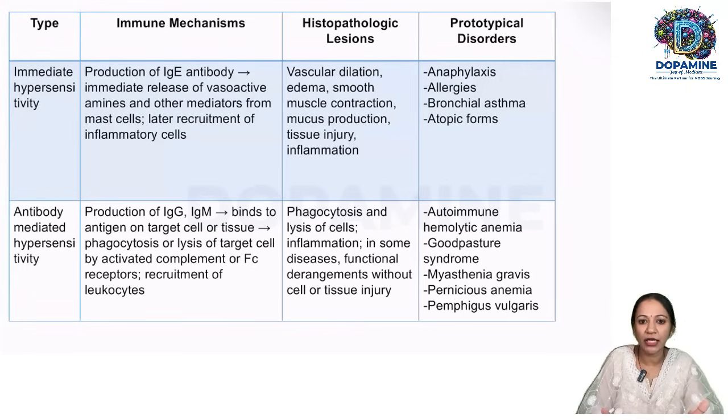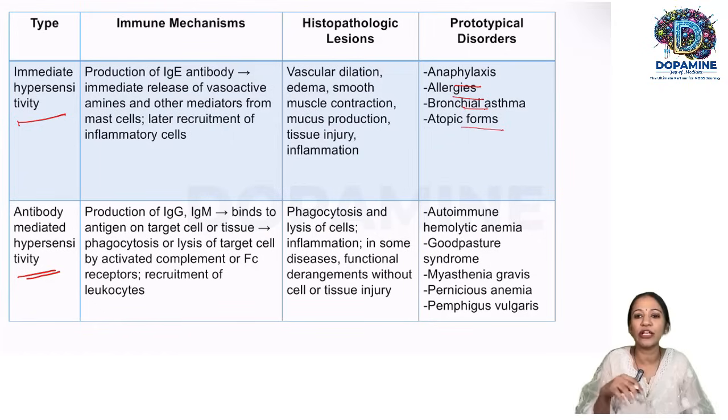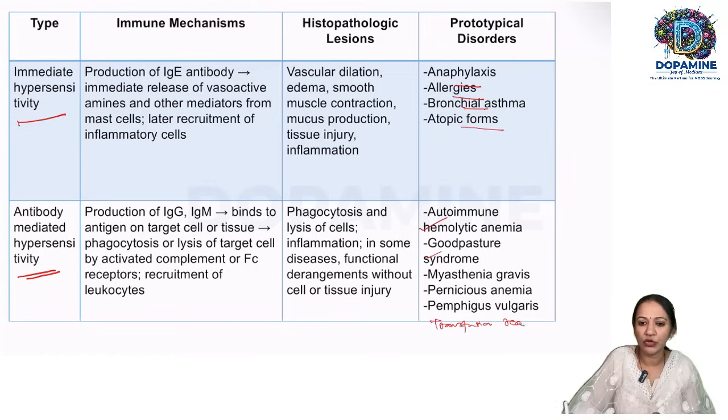Our familiar chart again. Immediate hypersensitivity is anaphylaxis, allergy, bronchial asthma, and atopy. Antibody mediated, that is type 2 hypersensitivity, where the antibody in the circulation will go and bind with the RBCs. So transfusion reactions, autoimmune hemolytic anemia, Goodpasture's, myasthenia gravis, pernicious anemia, pemphigus vulgaris, and all the transfusion reactions. Because of incompatibility, all those things will cause type 2 hypersensitivity.